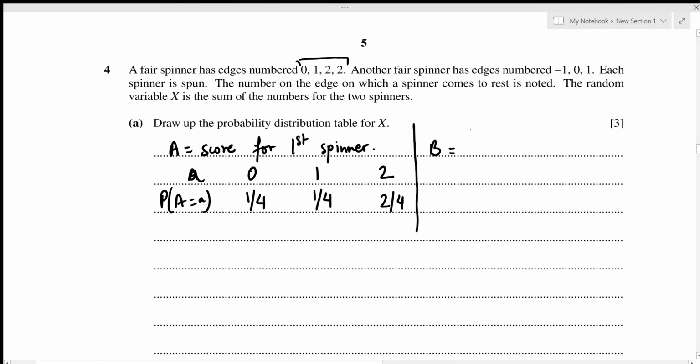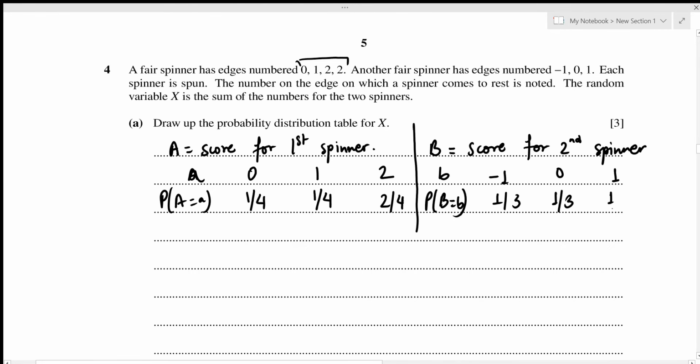Now I'm going to denote B as the score for the second spinner. And the possible values for B are going to be -1, 0, and 1. And their respective probabilities are going to be 1 by 3 because there's only one -1. Similarly for the case of 0, there's only one 0 out of the 3 values, so that's 1 by 3 as well. And for 1, that's 1 by 3 again because we only have one 1 out of the 3 values. Now, x is going to be the sum of these scores, so that's going to be A plus B.